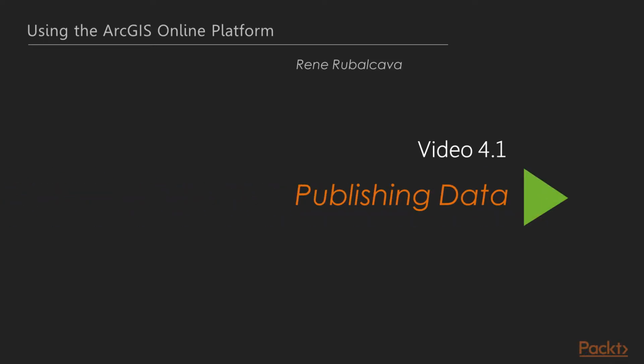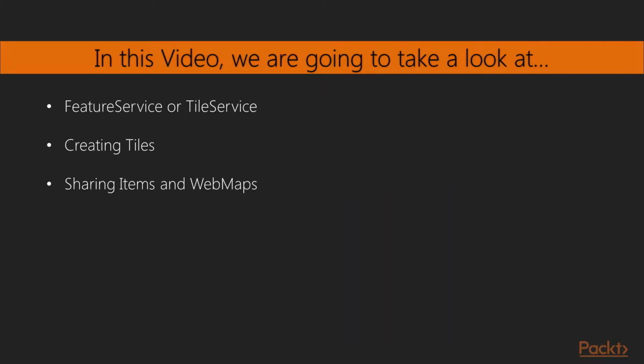So in the first video, we're going to be covering publishing data. In this video, we're going to take a look at whether you should publish your data as a feature service or a tile service. And if you publish that tile service, how do you create those tiles? And once we've created those tiles and we've set up our web map, we're going to discuss ways that we can share that web map as well as the items that are part of it.